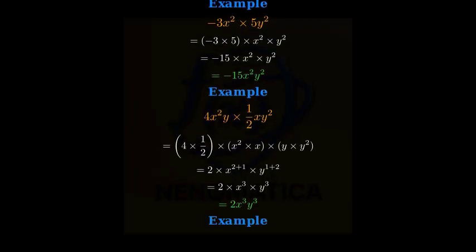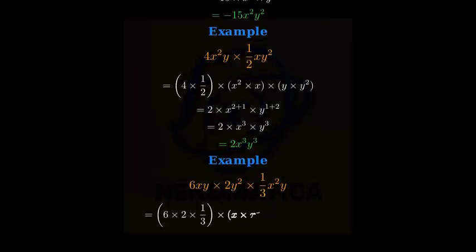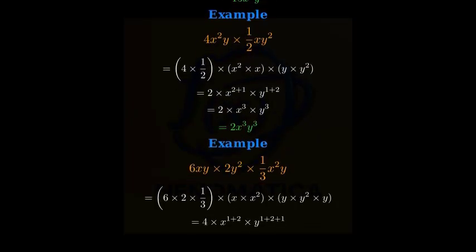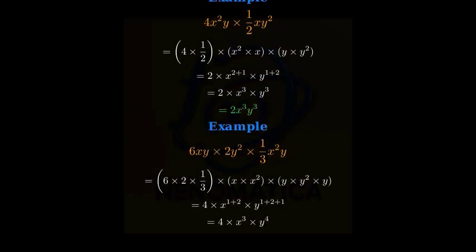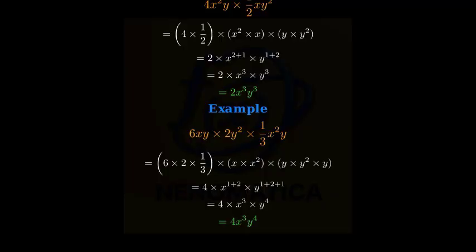Now, let's look at a slightly more complex example. We need to simplify 6xy times 2y squared times 1/3 x squared y. As before, we'll start by multiplying the coefficients. 6 times 2 times 1/3 equals 4. Now for the variables. For x, we have x from the first term and x squared from the third term. So we get x to the power 1 plus 2, which equals x cubed. For y, we have y from the first term, y squared from the second term, and y from the third term. So we get y to the power 1 plus 2 plus 1, which equals y to the fourth power. Therefore, our final answer is 4x cubed, y to the fourth power.